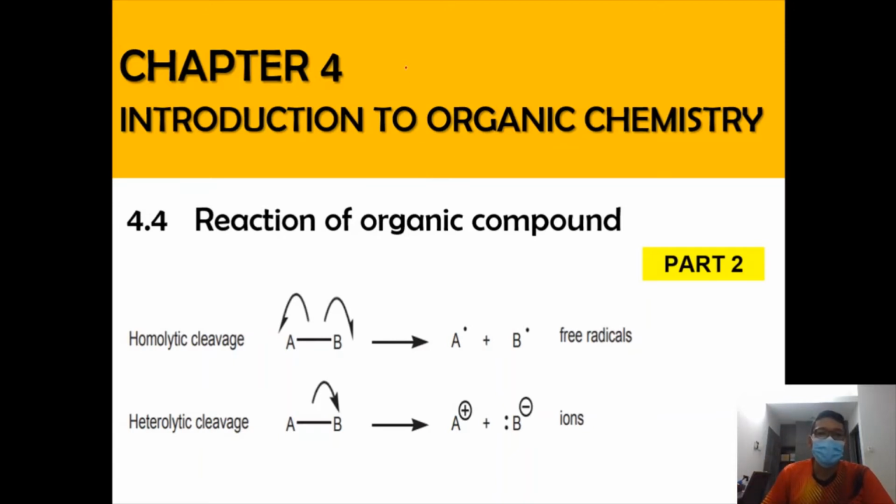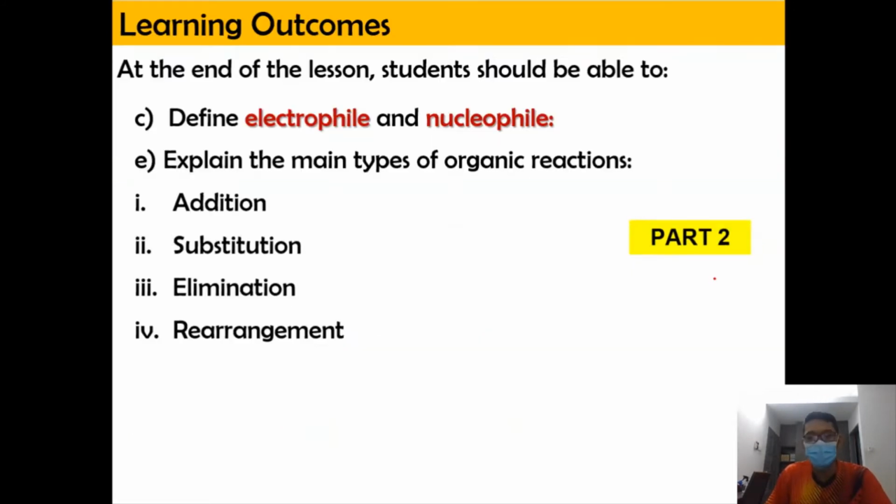So now we are in chapter 4, which is Introduction to Organic Chemistry. We're going to focus on the subtopic of 4.4, which is Reaction of Organic Compound, part 2 of this video. In this video, we're going to look into the definition of electrophile and nucleophile, where electrophile is usually denoted as E+, meaning that it has less electron. Meanwhile, nucleophile is denoted as Nu or Nu minus, which means that it has more electron. We're going to learn more about this later.